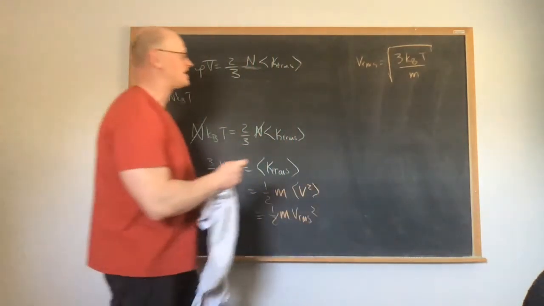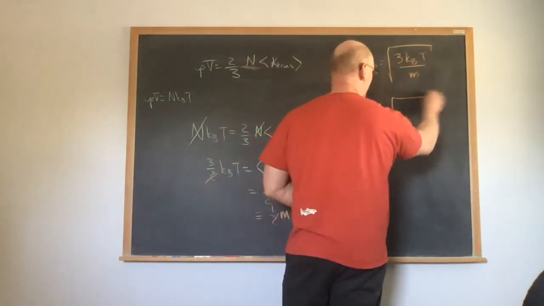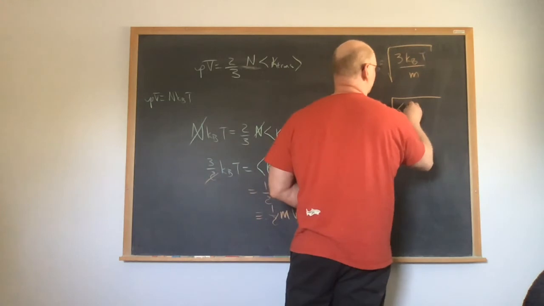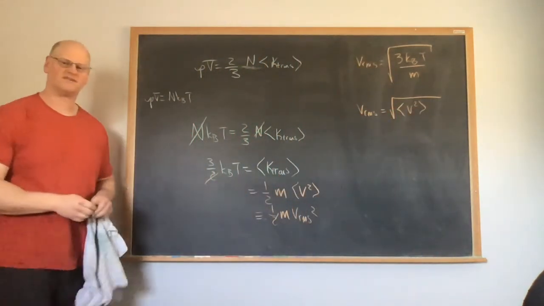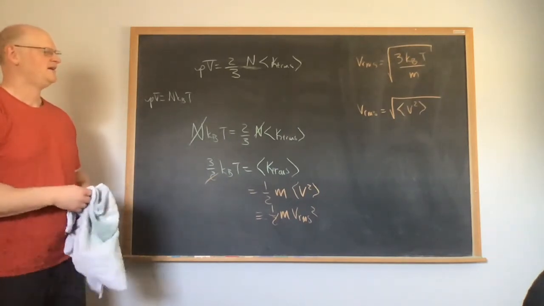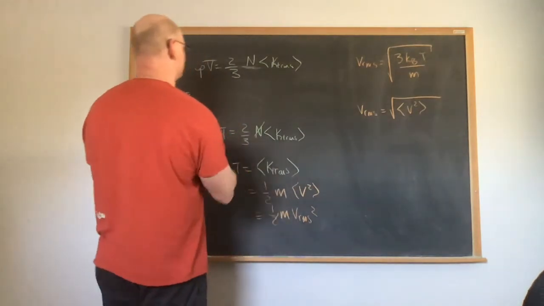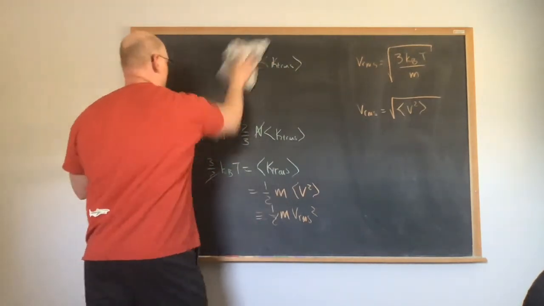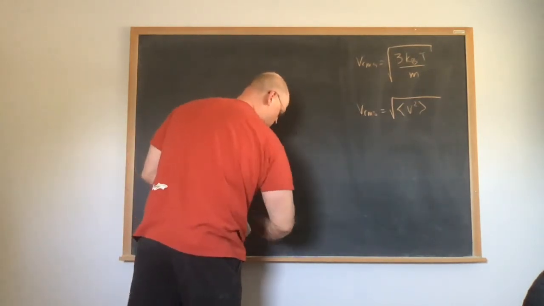So what is RMS velocity? RMS velocity is defined as the square root of the average of the squared velocity. So this is what we call the RMS velocity. To get a little bit of understanding of what the RMS velocity is, let's take a look at what's known as the Maxwellian speed distribution.